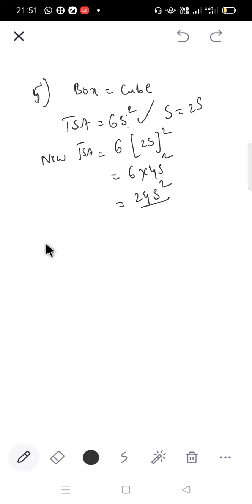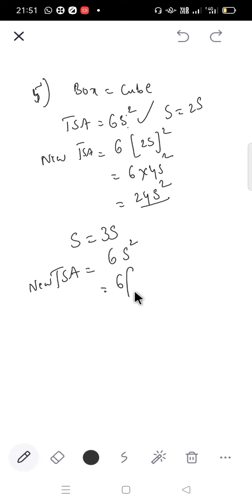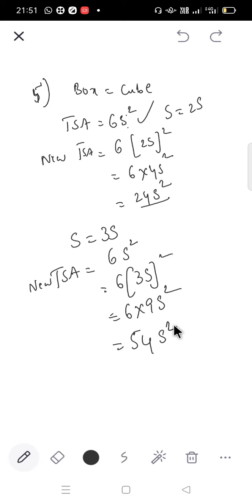Now coming to each dimension is tripled. That means in place of s you need to write 3s. So what will happen? New TSA is 6 into 3s whole square. So 6 into 9s square. That means 6 9s are 54s square. Initially we have 6 times s square. Finally you have 54 times s square.